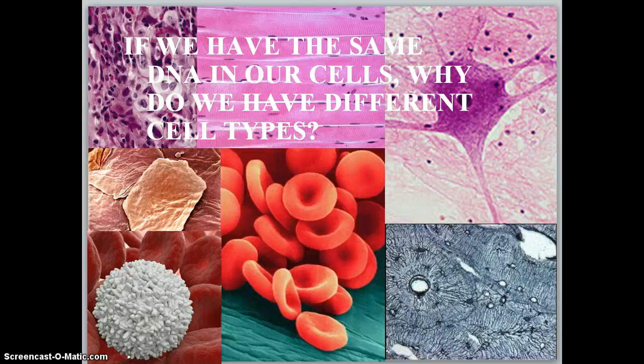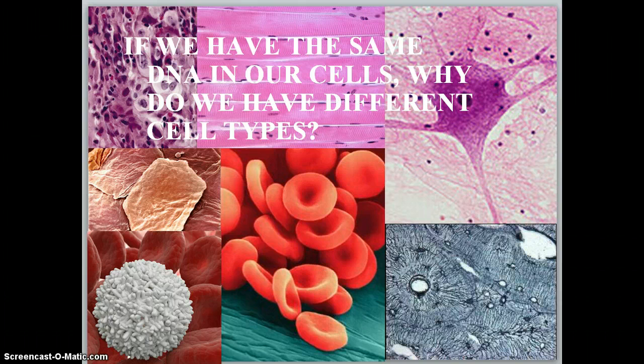What I want you to be thinking about as we're going through this presentation is, if we have the same DNA in all of our cells, why do we have different cell types? If you think about it, we have neurons, bone cells, red blood cells, white blood cells, skin cells, liver cells, lung cells, all different types of cells that all look completely different. Why is it that we have all these different cells, and how did they get to be so different?